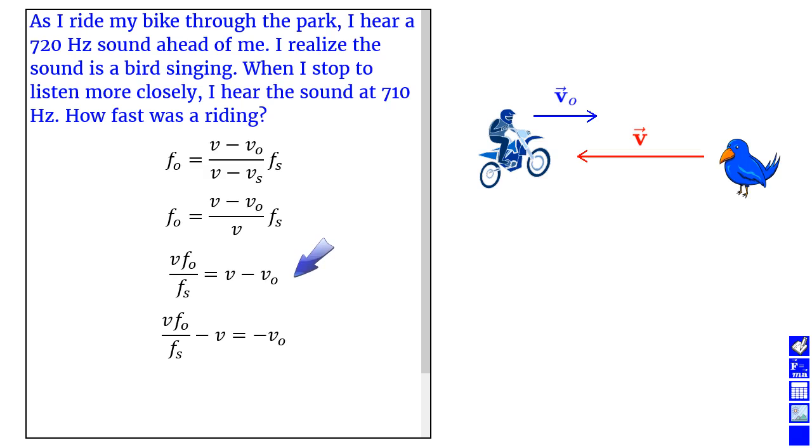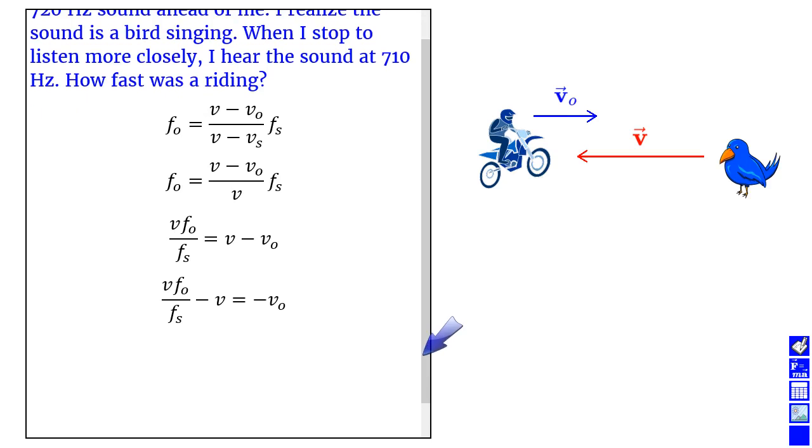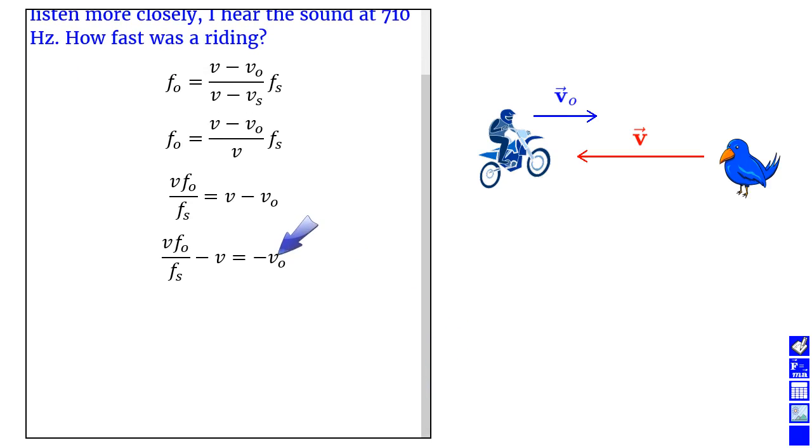If I subtract V from both sides, I will be left with negative VO on the right side of the equation, and I'll have this expression here on the left side. The last thing I need to do is to get rid of that negative sign, which means I can multiply all of the terms in the equation by -1, and that just reverses all of the signs. So VO is going to equal negative V times FO over Fs, plus V.